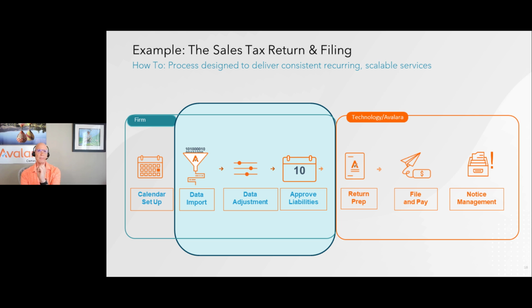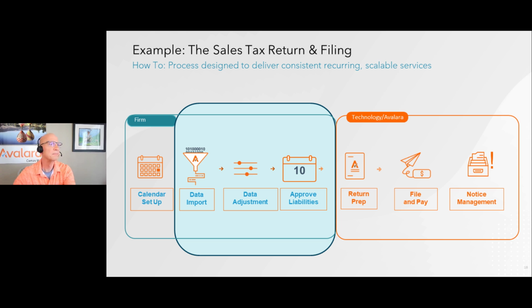We file a little over 500,000 returns a month. But in that process, we will actually take that information in, we'll prep those returns, we will file and pay those returns, and then we'll also handle those follow-up notices that may or may not happen during the filing process and get back to your clients. It's a nice way to help automate the process.